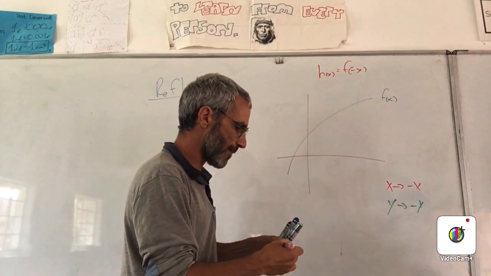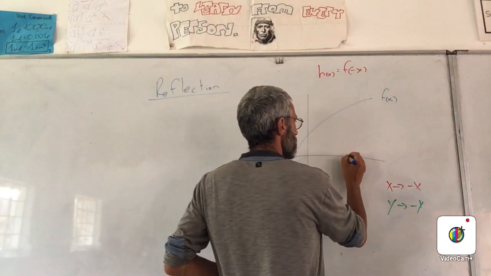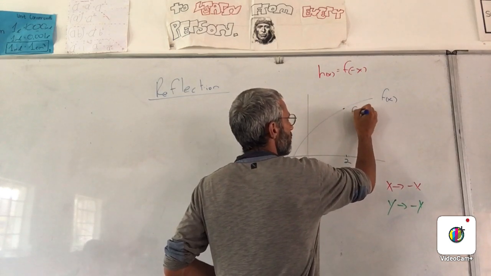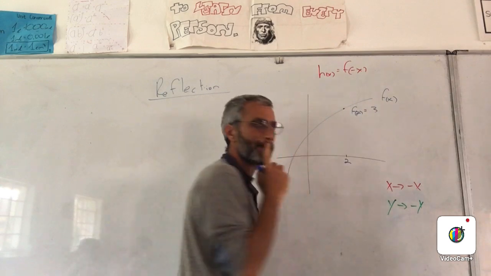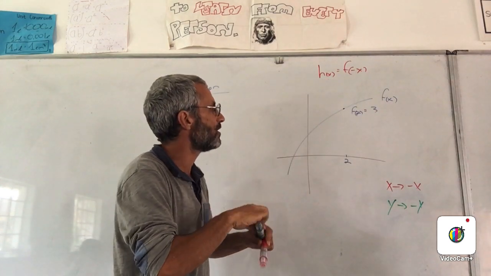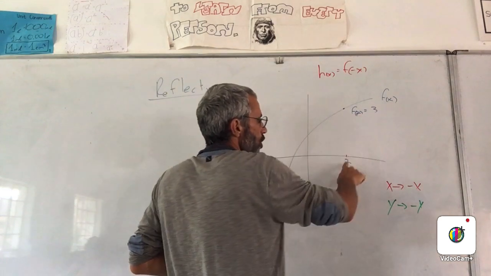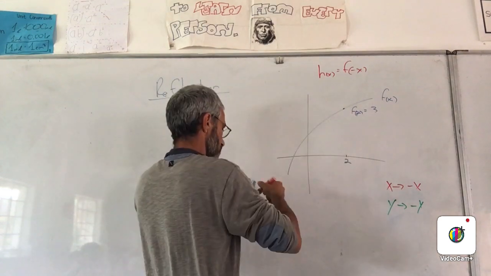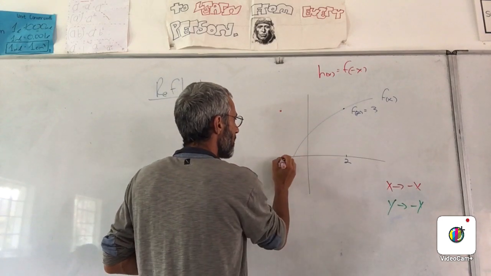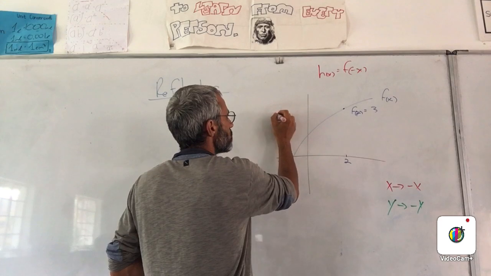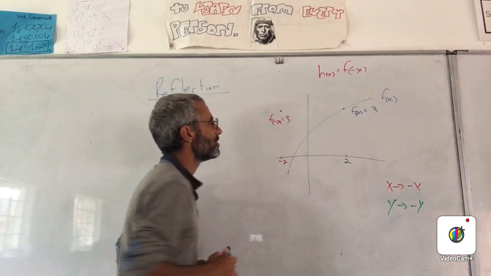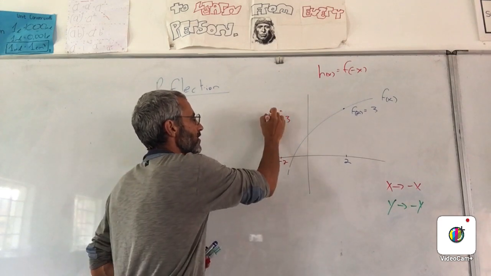So if, for example, let's say I have x equal 2, the f of x will be f of 2, so f of 2 is, let's say, equal to 3. Okay? So in my new function, what will give me 3? Not 2, but minus 2. So my new h, if I put minus 2, then the answer will be 3.